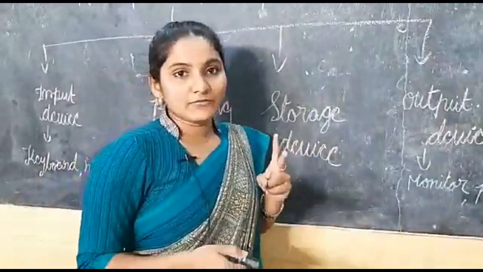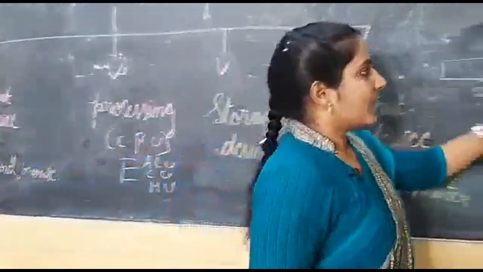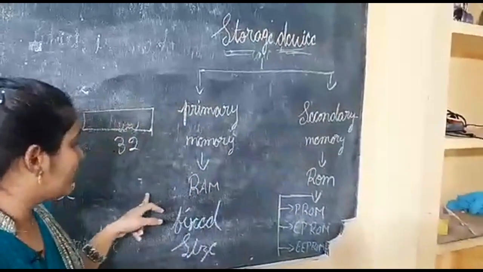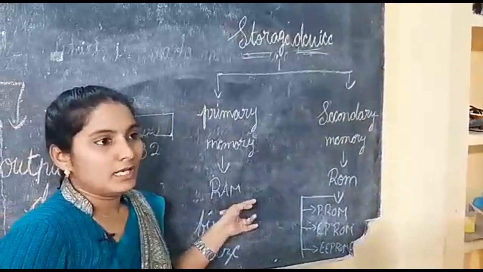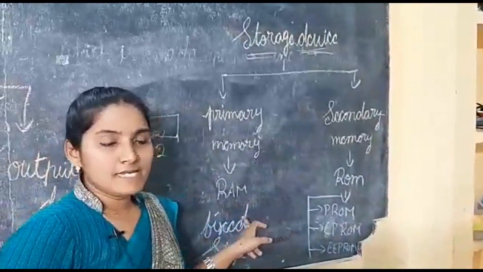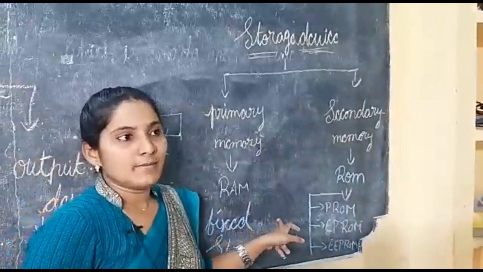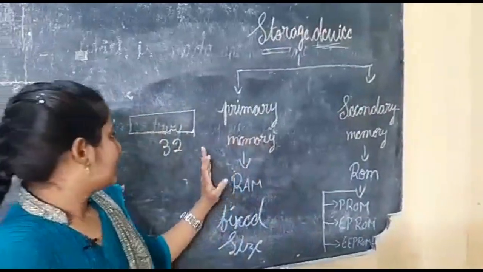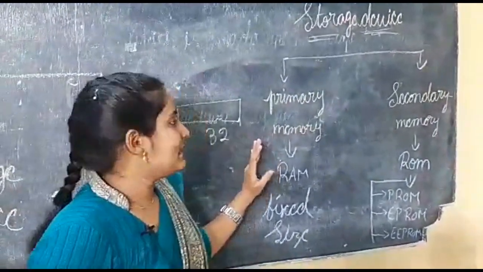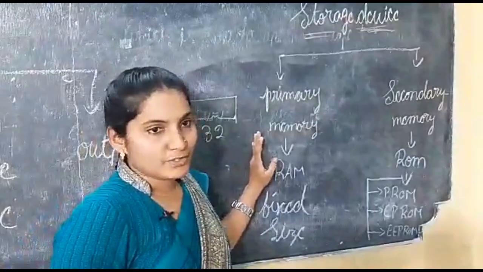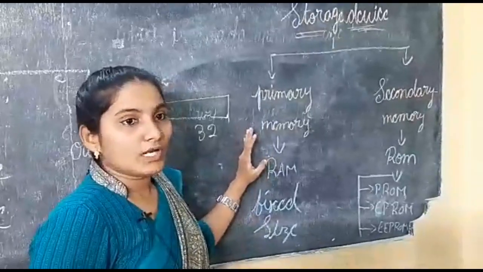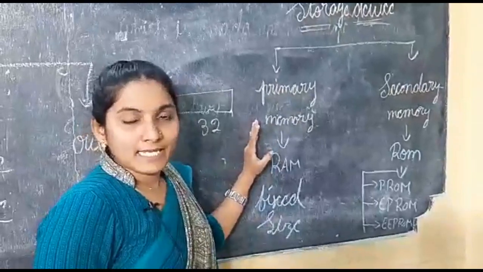There are 2 types of storing devices. See, primary memory and secondary memory. In the primary memory, RAM is available. RAM means random access memory. It is a temporary memory. Why are we calling it temporary memory? Once the light is turned off in the computer, the data is automatically erased. So we are calling this a primary memory.